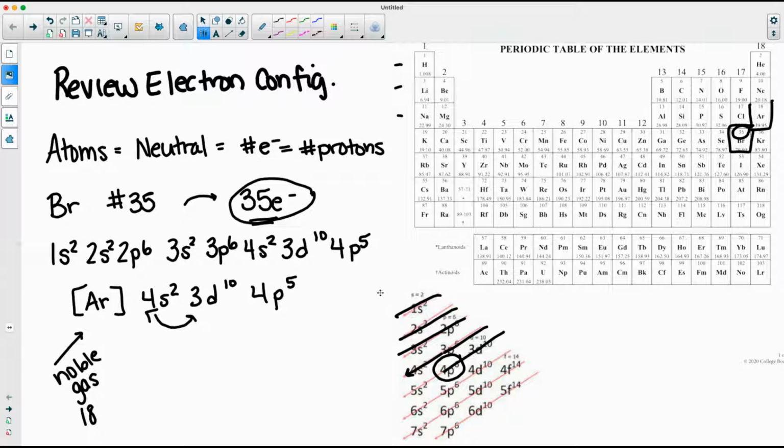Now remember, you can write these in order of filling or in order of energy level, as long as you know that the 3d is inside of the 4s. The energy is higher, but the location, or the average distance from the nucleus, is closer.